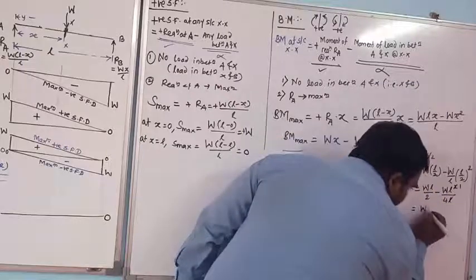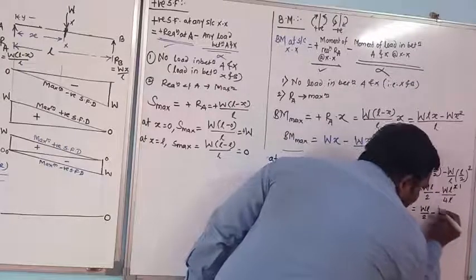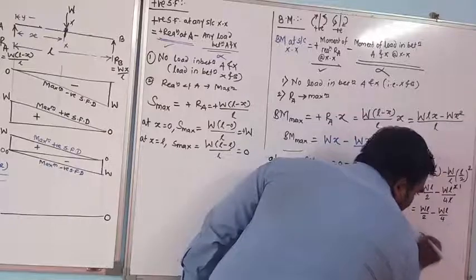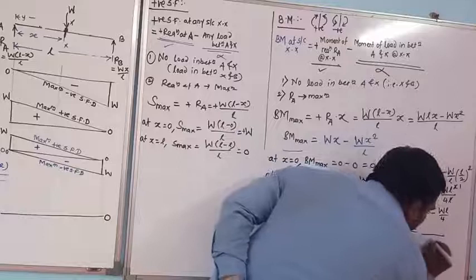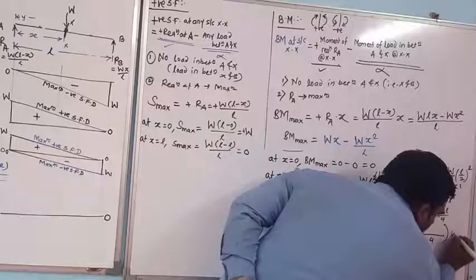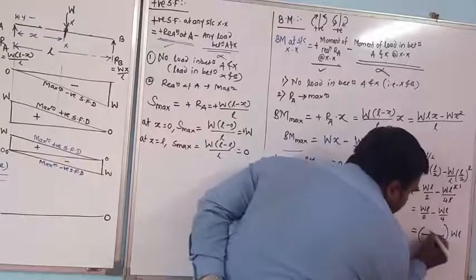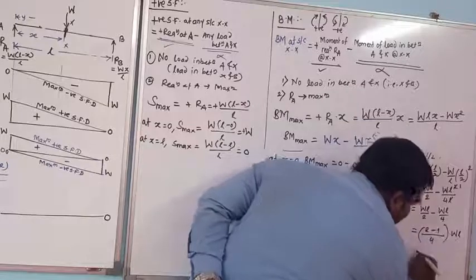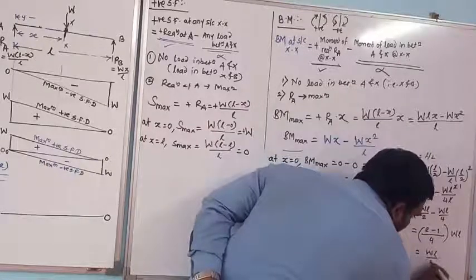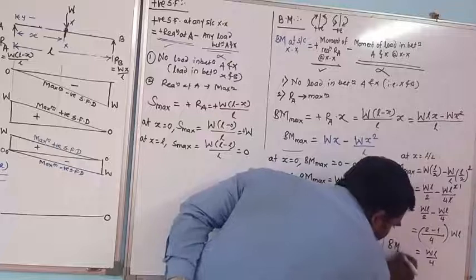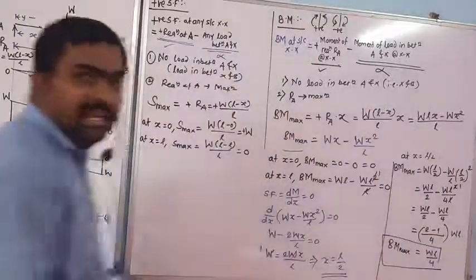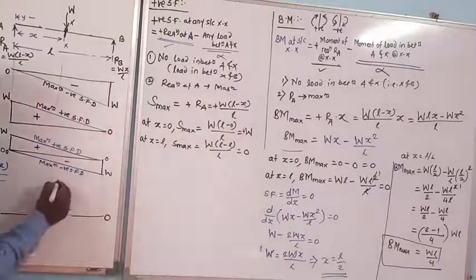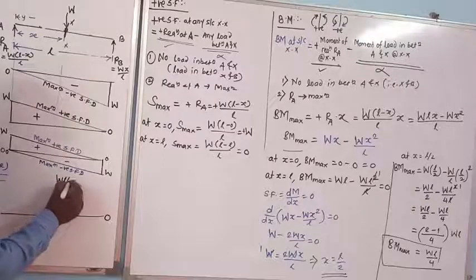So here it cancels, it is left with 1. So here it is WL by 2 minus WL by 4. Then I will take the LCM as 4 and take WL as common here. LCM was 4, so 2 minus 1. So it comes as WL by 4. This is your maximum bending moment, which will occur exactly at the center. So here, somewhere is the center. I will assume here. This is WL by 4.